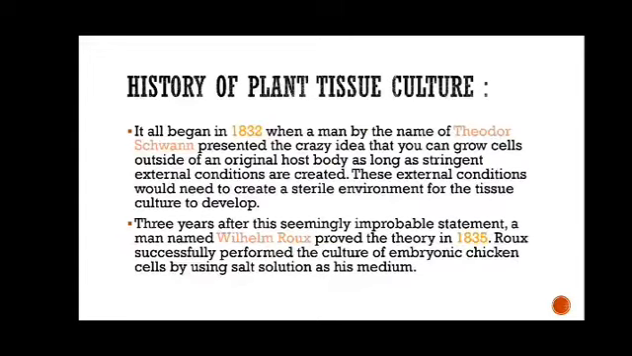History of plant tissue culture. It all began in 1832 when a man by the name of Theodor Schwann presented the crazy idea that you can grow cells outside of an original host body as stringent external conditions are created. These external conditions would need to create a sterile environment for the tissue culture to develop.